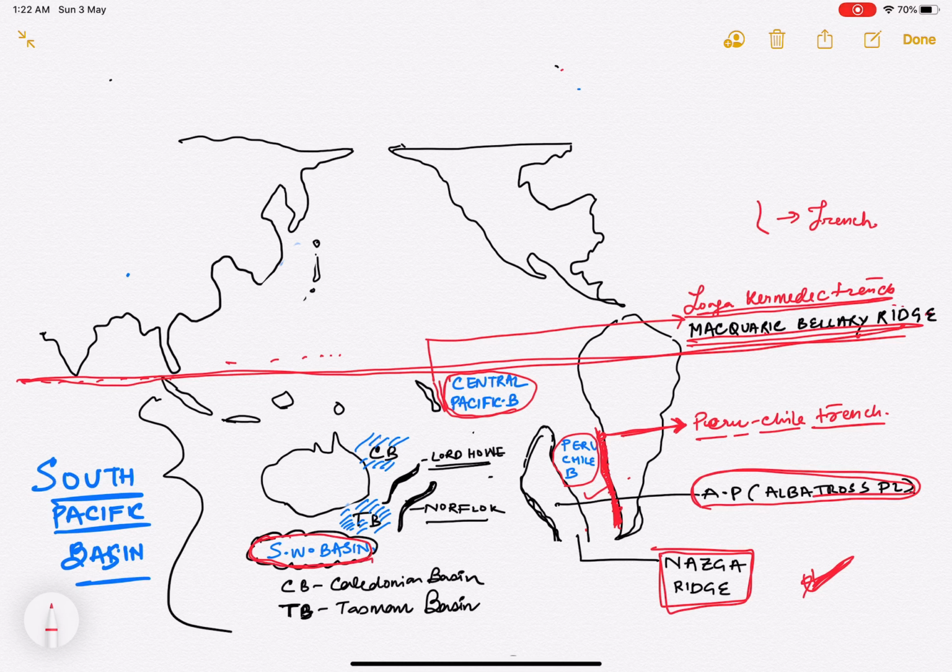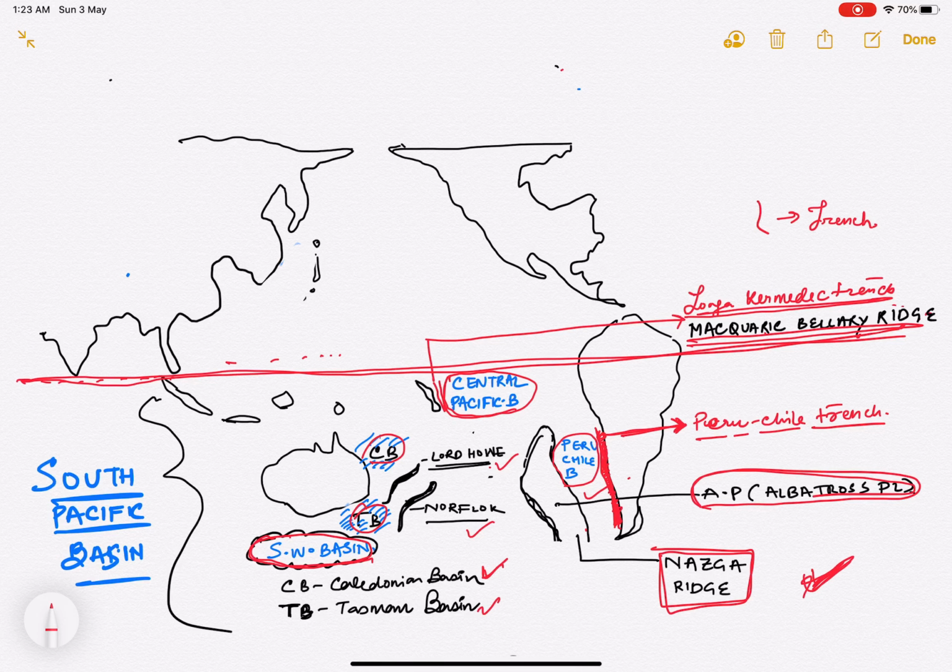Now within the Southwest Basin, we have two ridges, that is Lord Howe Ridge and the Norfolk Ridge. Lord Howe and Norfolk are dividing your CB and TB. CB refers to your Caledonian Basin and TB refers to your Tasman Basin. Simple. Next.